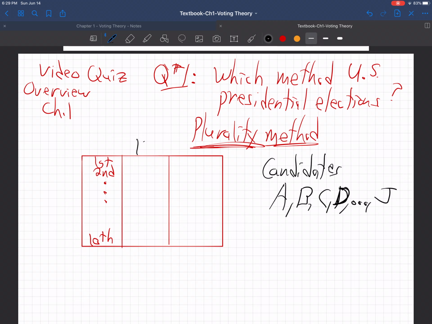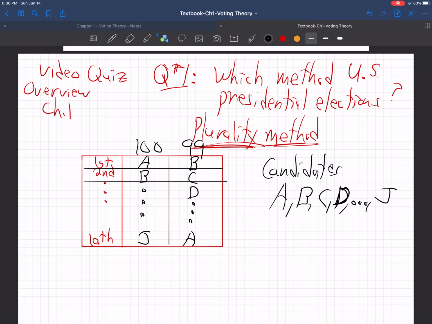And let's say 100 people like A best, followed by B, on down, and it kind of went in alphabetical order. And then 99 people like B best, followed by C, D. They also went alphabetical, but they put A last. Here, let me do that a little better. This is first choice, second choice, etc., all the way down to 10th choice. This is C here, etc. So the question is, what's the will of the people?